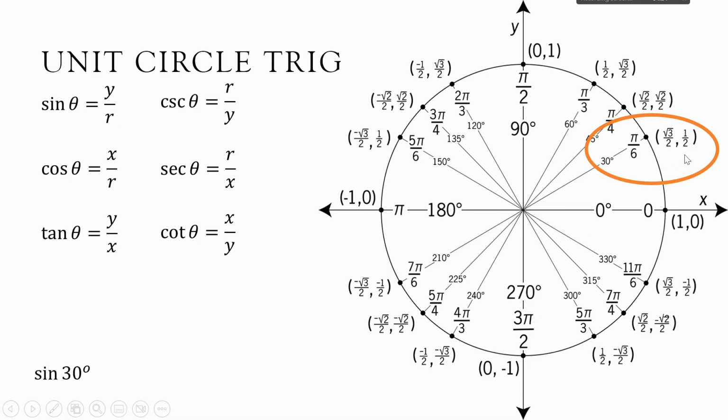Well, what's my y value? My y value here is 1/2. And what's my r, the radius? Well, if I'm working on the unit circle, my radius should be 1. So I have 1/2 divided by 1, or just 1/2.